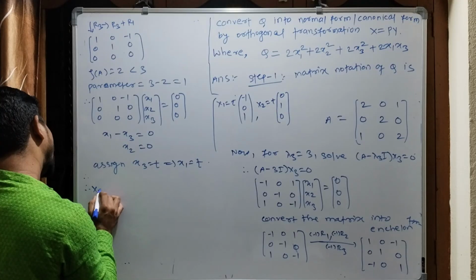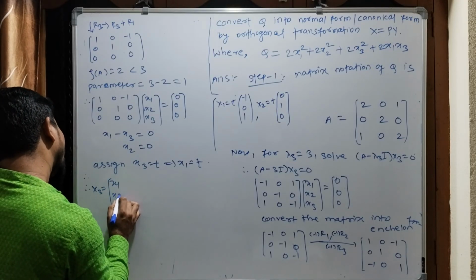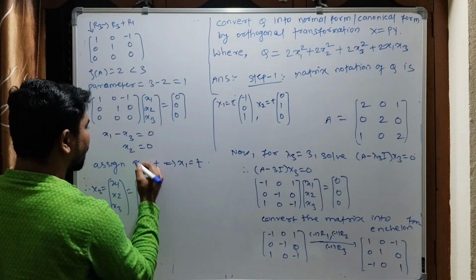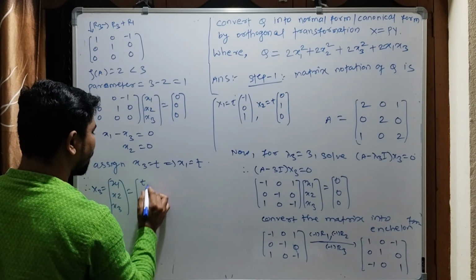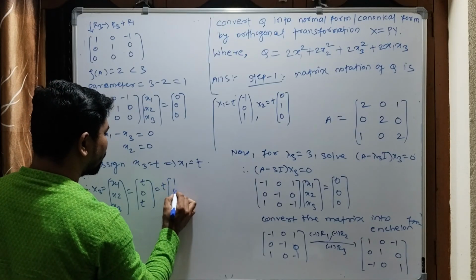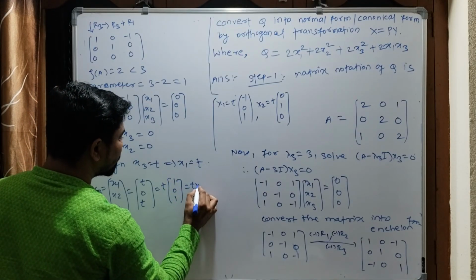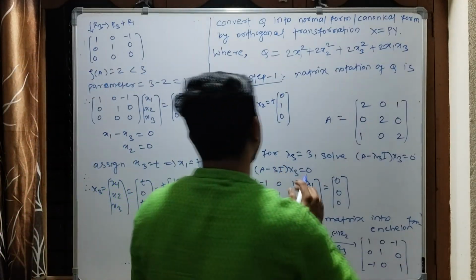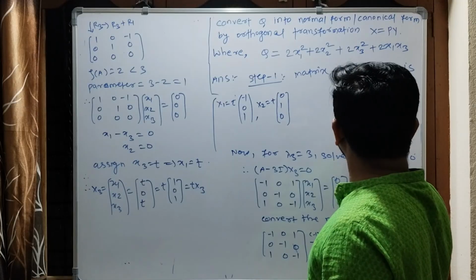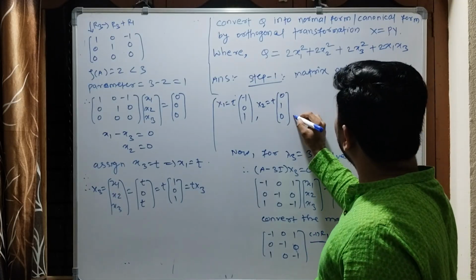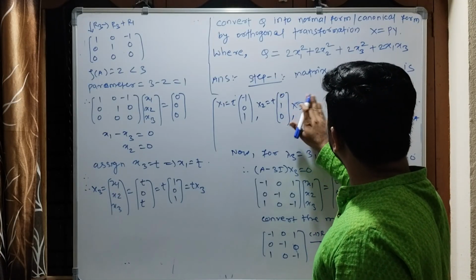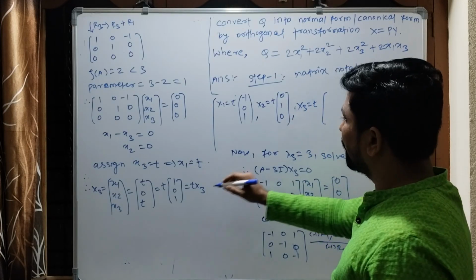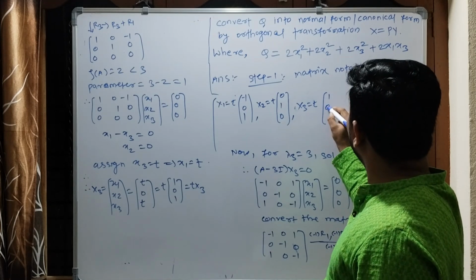Therefore x1, x2, and x3 is equal to, just putting the values, x1 is t, x2 is 0, x3 is t. Therefore this is t times 1 0 1. This is the eigenvector corresponding to the eigenvalue lambda 3 equal to 3. So this is my A. Now I want to write x3 equal to t times 1 0 1.